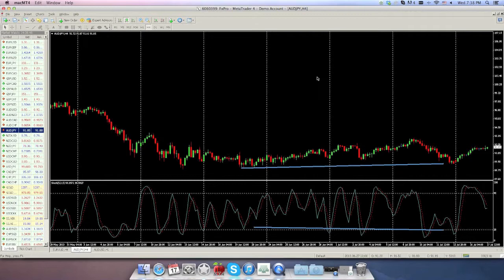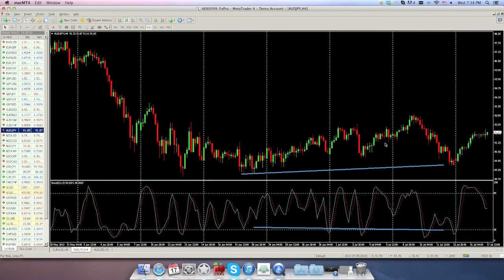Crossover on stochastics. Okay, this is what we see. This is what we had drawn on the daily and on the 4 hours. What do you see on the 4 hours right before it turns? Take a look at this.